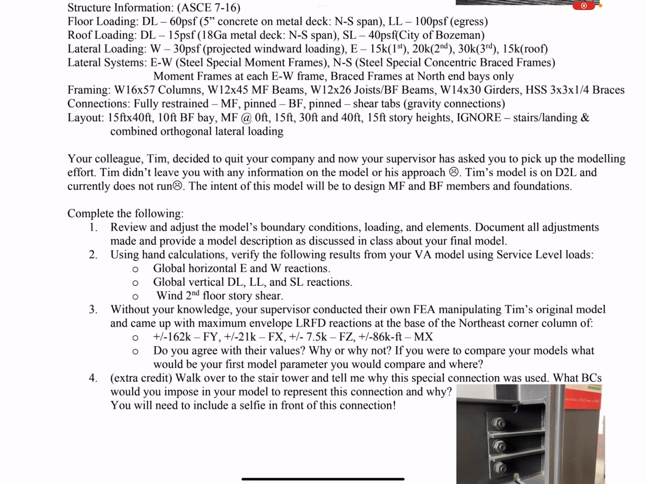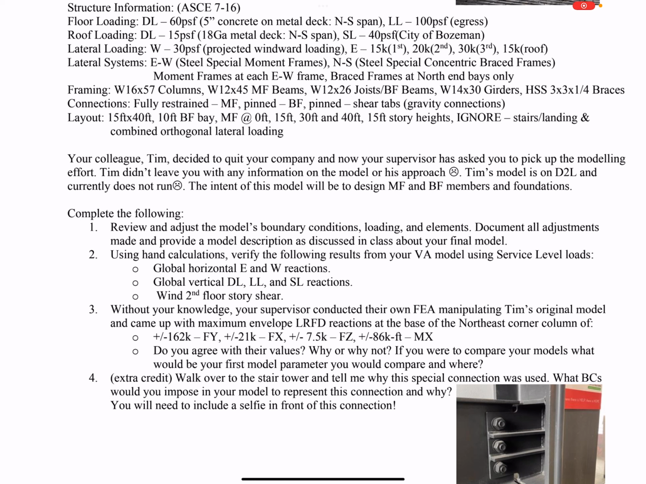Once you've done this, I want you to use hand calculations and verify the following results from your VA model using surface level loads. Okay? So what's the global horizontal earthquake and wind reactions? Right? What are the global vertical dead load, live load, and snow load reactions? Okay? The wind second story shear, or the second floor story shear. Okay? I want to see how much load is coming in at that second story due to wind, due to surface level loads, right? You confirm that, right? You know how much load's going into it.